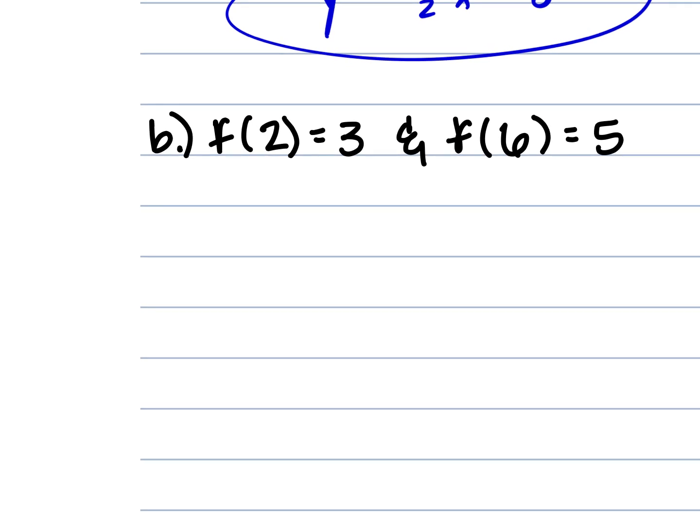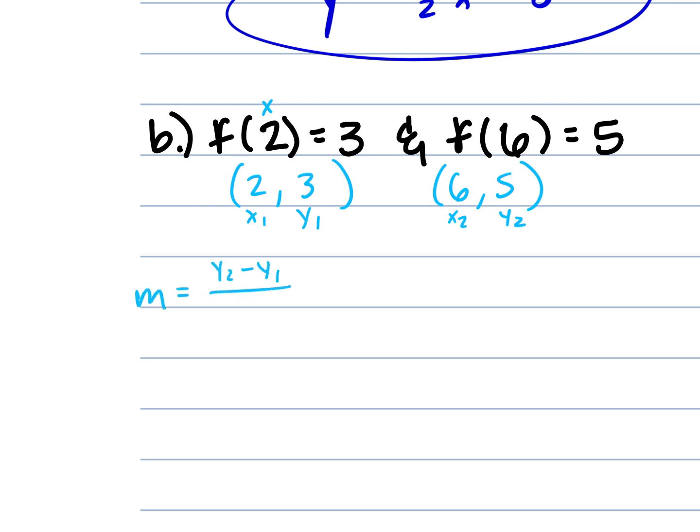What's the first thing I should do? Make them points. Which one's my x? 2. The number inside the parentheses. So it'd be 2 comma 3. And what's the second point? 6 comma 5. So I can label my x1, y1, x2, y2. And I'm going to plug it into my slope formula. So y2 minus y1 over x2 minus x1. So this would be 5 minus 3 over 6 minus 2.